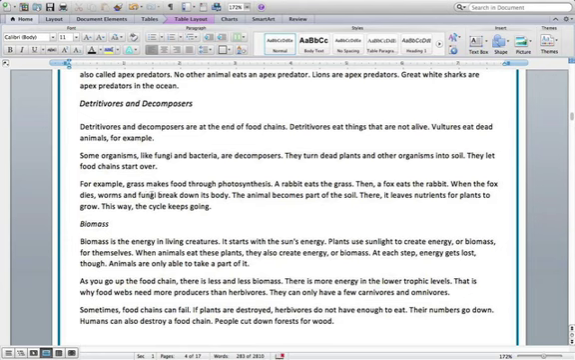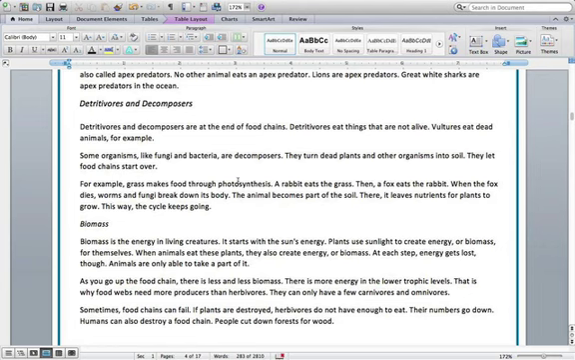For example, grass makes food through photosynthesis. A rabbit eats the grass, then a fox eats the rabbit. When the fox dies, worms and fungi break down its body. The animal becomes part of the soil. There, it leaves nutrients for plants to grow. This way, the cycle keeps going.